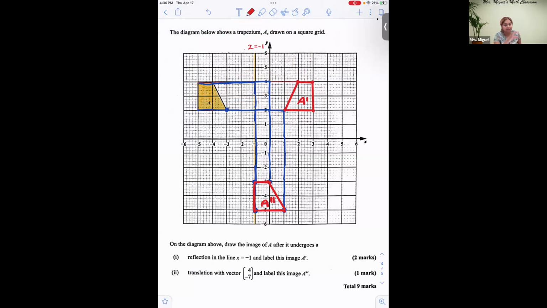So just be mindful, 4 is positive, so you move to the right. 7 is negative, so you move down. Positive, negative. Up is positive, down is negative. This is X and this is Y. So keep that in mind.